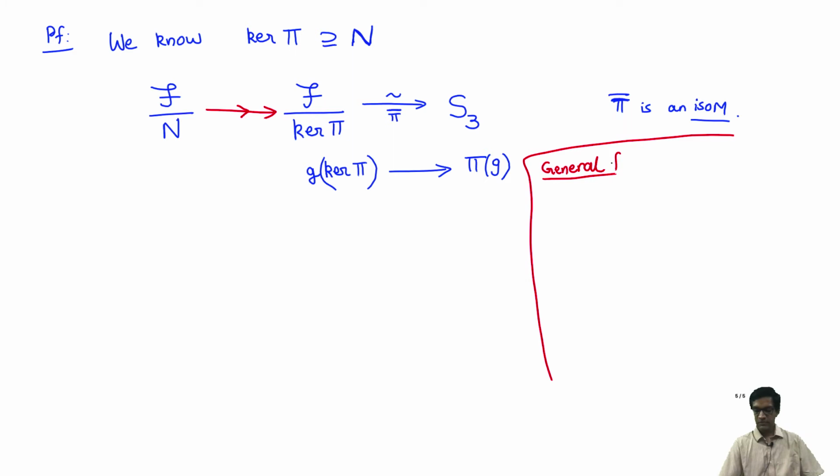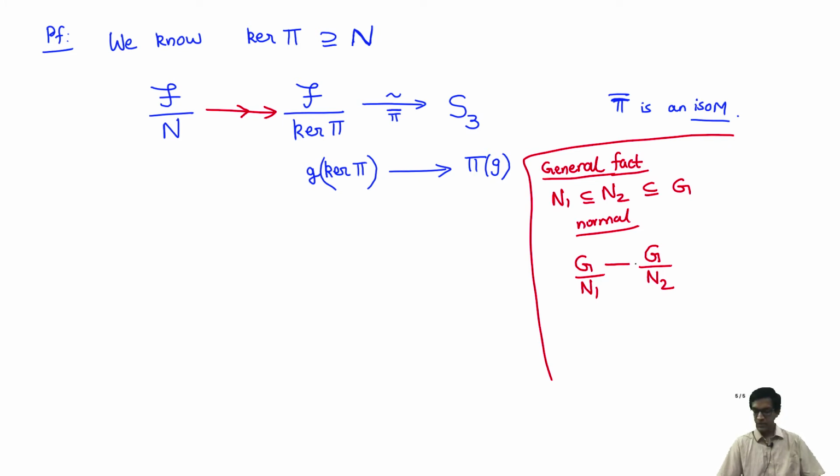Here's a general fact which works for all groups and normal subgroups. Suppose I have two normal subgroups, N1 contained inside N2. They are both normal subgroups of a given group G. Then I can talk about the two quotient groups. There is the group G mod N1 and there is the group G modulo N2, G by N2. And what I have is a map.